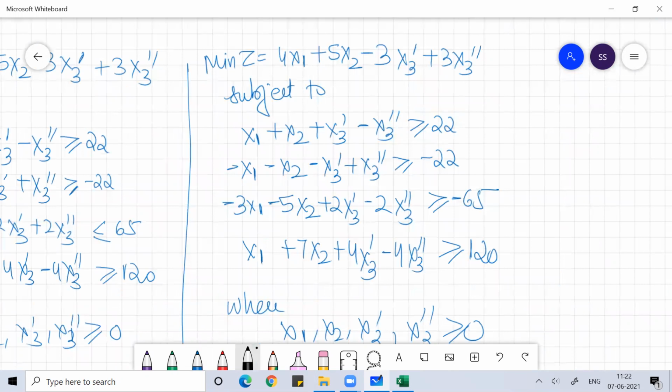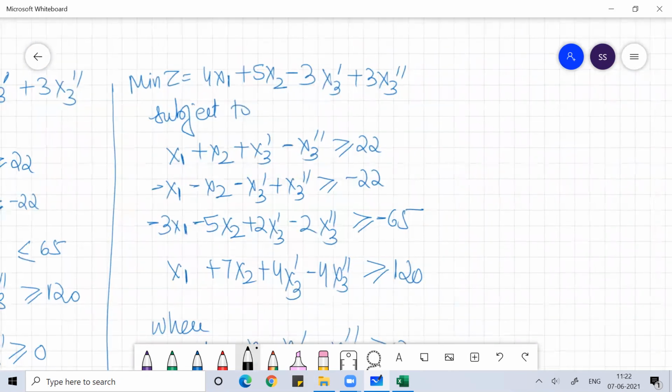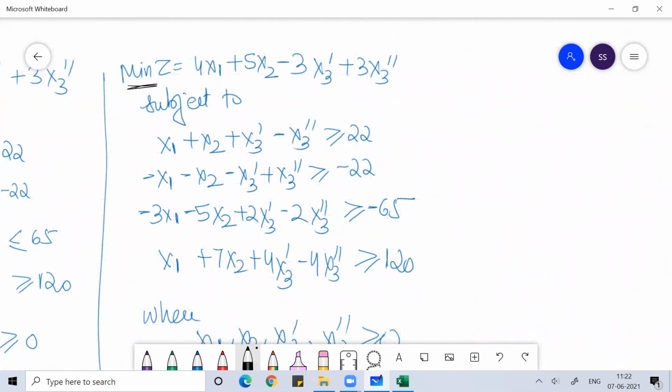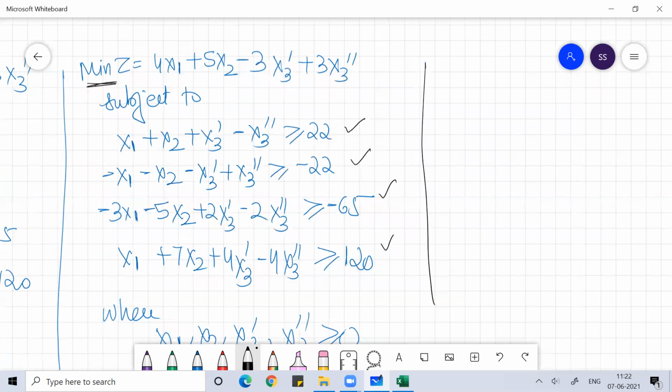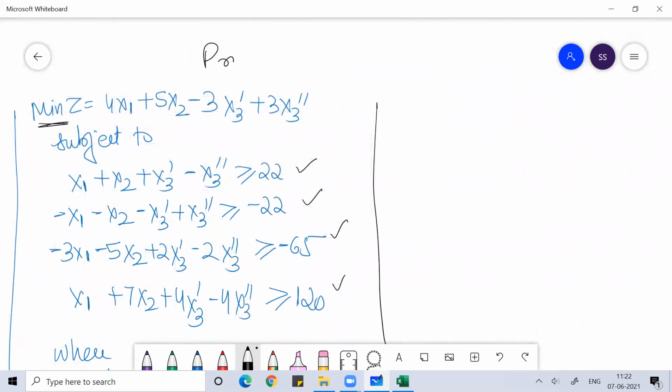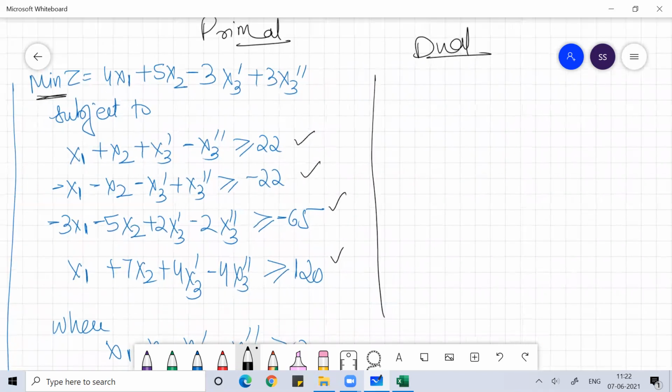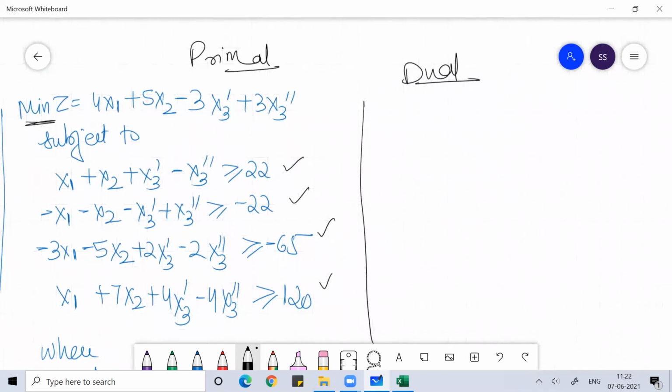So now you can see, now they are in canonical form. Your objective function is minima and your constraint is greater than or equal to. You can see that, guys. So if I write this in dual form, if this is primal, how many constraints? 4 constraints are there for primal. To introduce 4 decision variables for dual, let they be W1, W2, W3, W4.